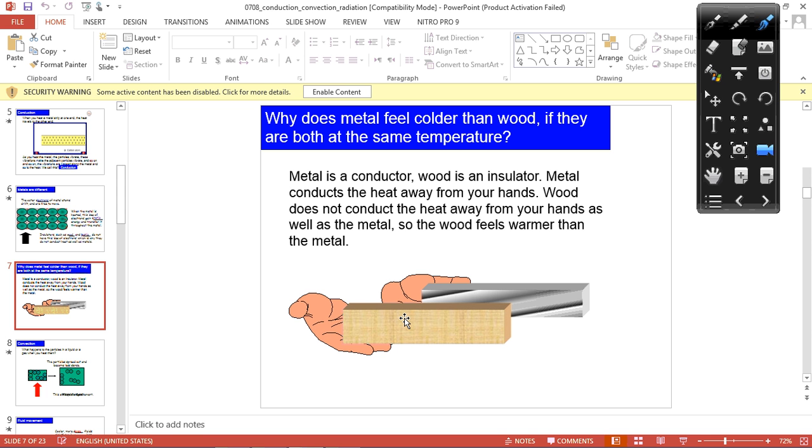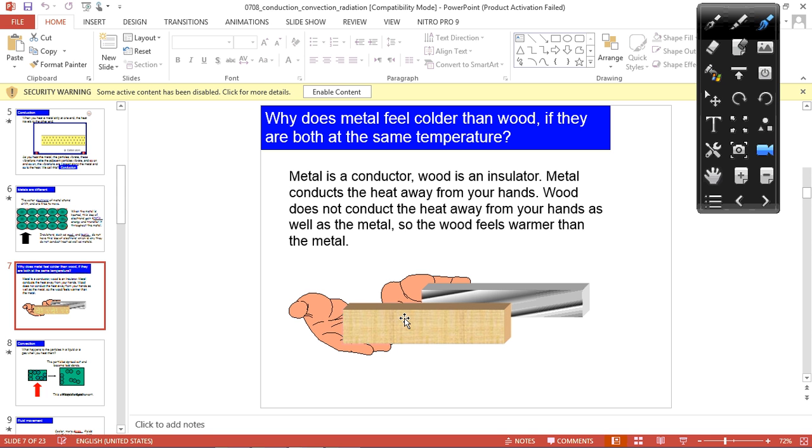Why is this? Metal is a conductor, wood is an insulator. That is to say, the particles, the electrons in metals are free to move easily, while the electrons in the insulators are fixed together. They're not permitted to move at all, and that's the reason the metal will get hotter than the wood, even if they are being heated with the same temperature.